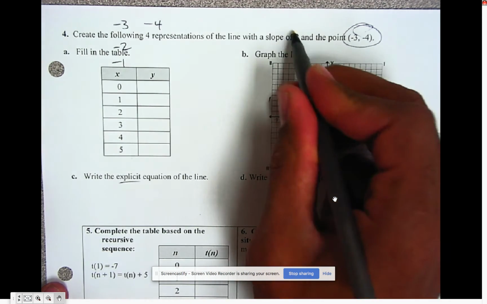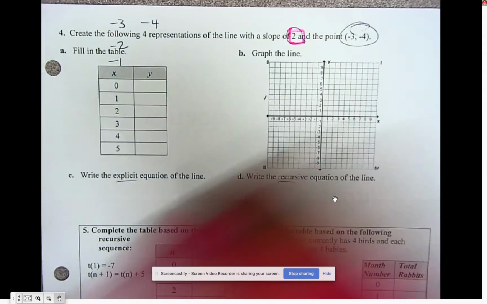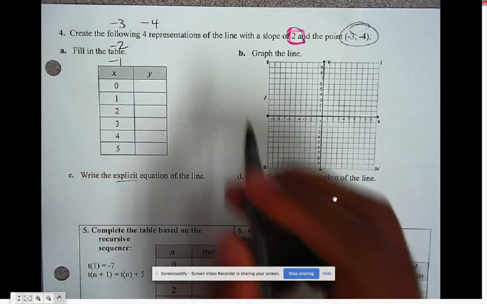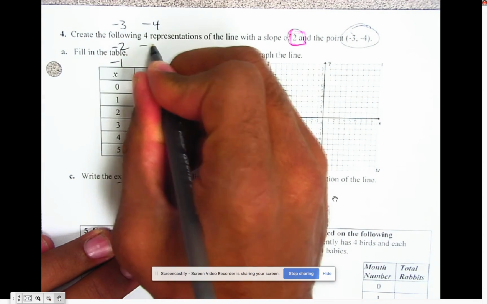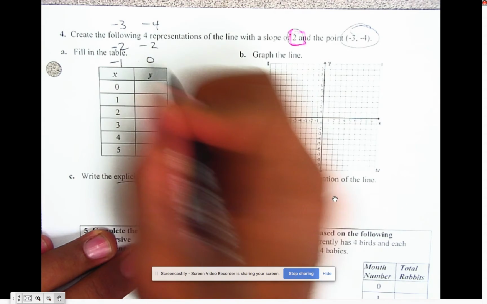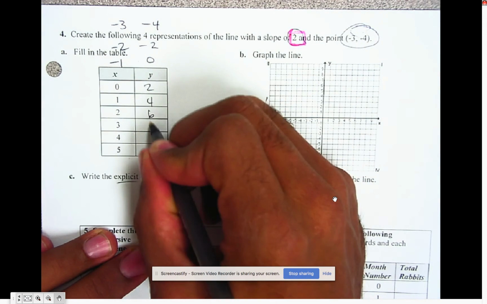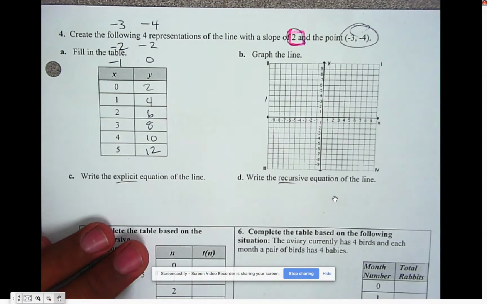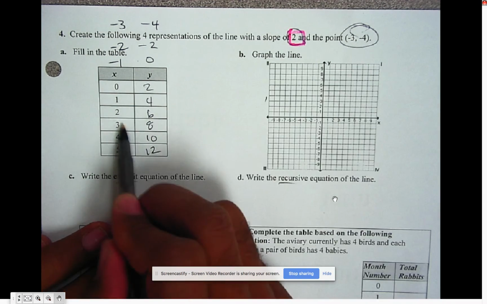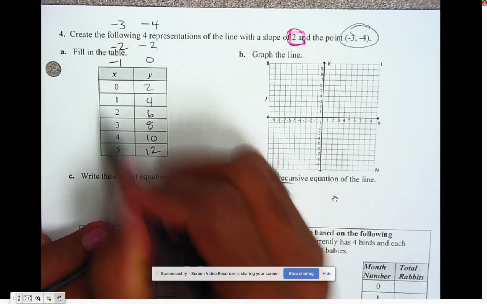All right, so now the slope is 2. So that means the common difference is also 2, which means we're adding 2. So I'm going to add 2 to -4. So plus 2, that would be -2. Plus 2, that's 0. Plus 2, that's 2. Then plus 2, plus 2, plus 2, and plus 2. Okay, that's how you complete your table. And sometimes they'll give you a point that might be right inside the table, but if it's not, you're going to have to continue the pattern off of the table to be able to fill it in.